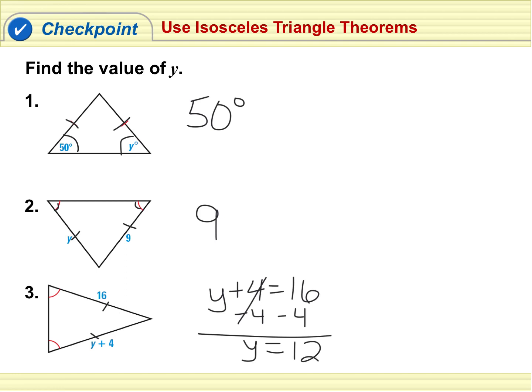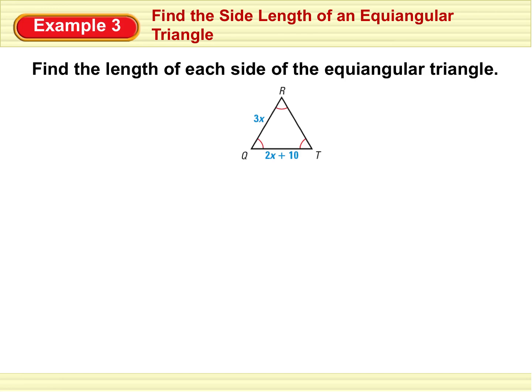Last one we're going to talk about here: equiangular. What does equiangular mean? All the angles are the same. So equiangular means all angles are congruent. If all angles are the same, we can assume all sides are the same length. So if all angles are the same, all sides are the same.